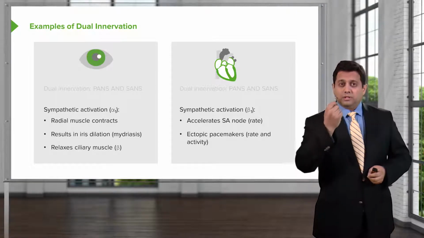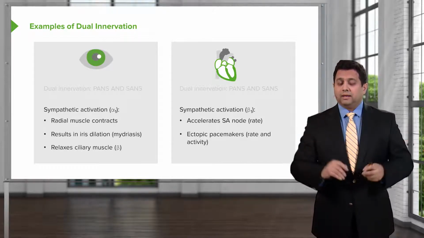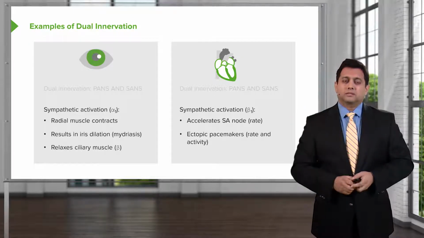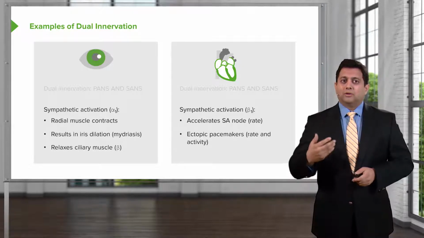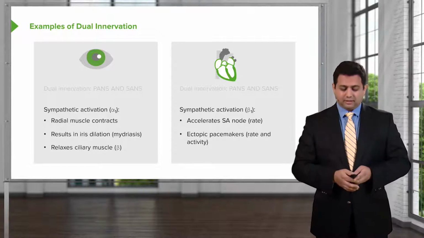So what we wanted to do with our eyes is we wanted to open up the iris so that we could see really, really well. So it makes sense that the radial muscle, which is the spoke-like muscle on the outside of the eye, will contract, opening up the iris, and it also relaxes the ciliary muscle, which is the constrictor muscle of the eye.